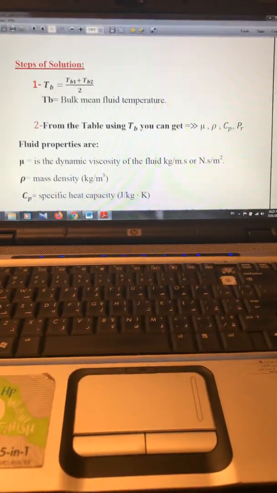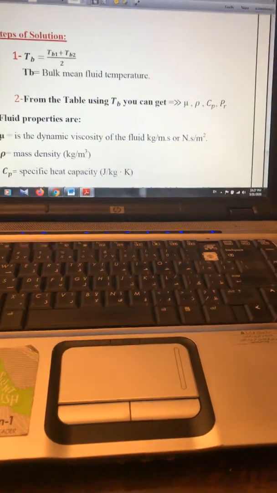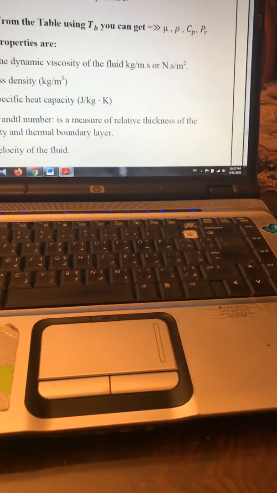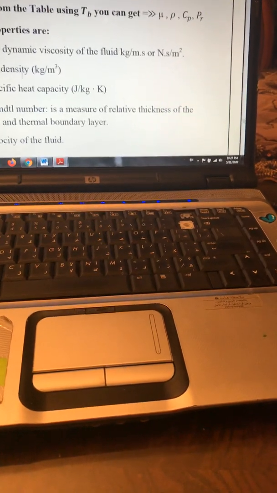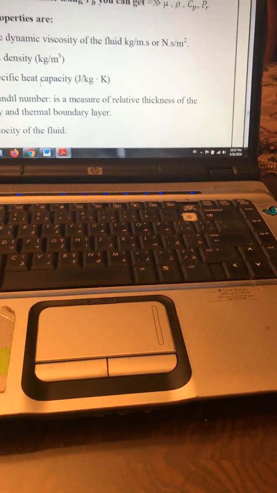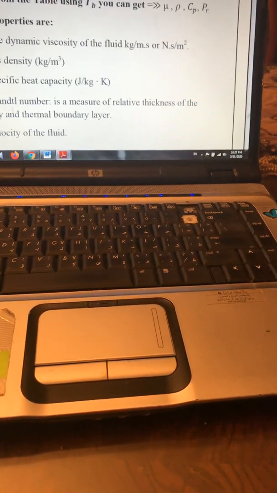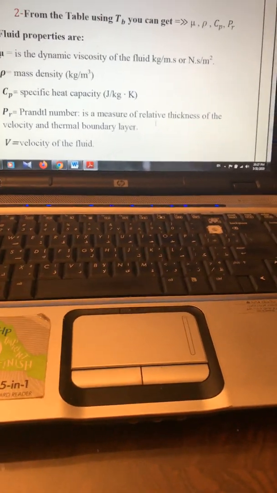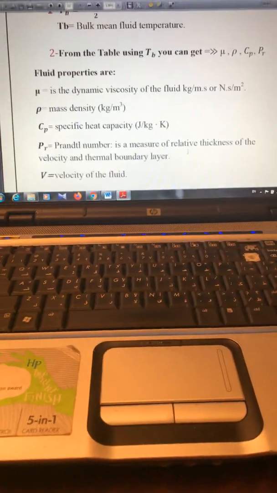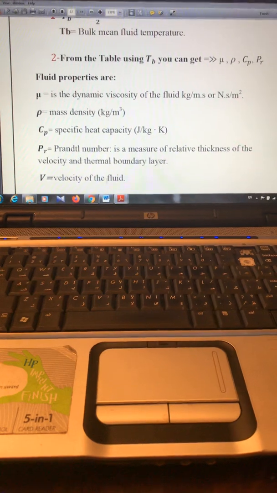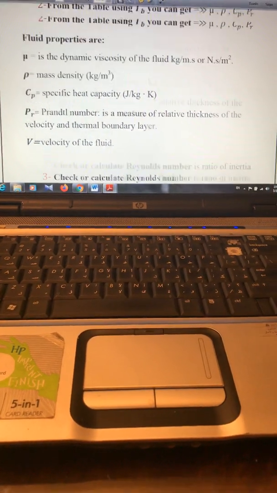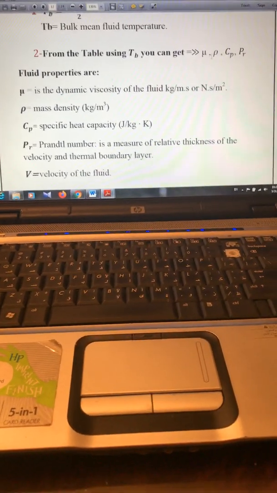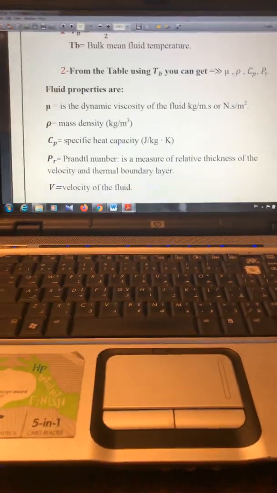In case the table is not given in the exam, you will find these parameters given in the equation, and they are the fluid properties. Mu is the dynamic viscosity, rho is the mass density, Cp is the specific heat capacity, and Pr, called the Prandtl number, is a measure of the relative thickness of the velocity and the thermal boundary layer. It is something related to the fluid, if you studied fluid material. And this is the velocity of the fluid, which will be given. So from the table we calculate these parameters, or we check them. If the table is not given in the exam, make sure these parameters will be given.